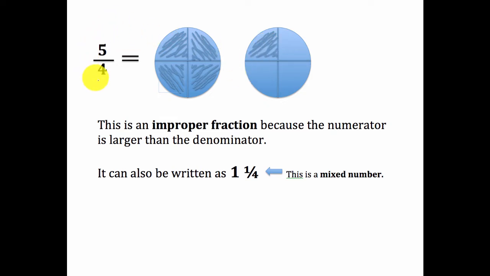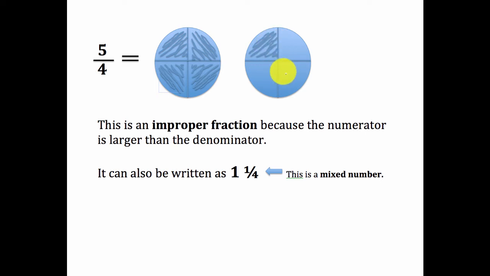And again, this is an improper fraction because the numerator is larger than the denominator. Once we draw it out, we can also write it as a mixed number. You see down here, it's called a mixed number because there's a whole number and a fraction combined together. So the one whole is seen here as one whole circle shaded in, and then the 1/4 is the second circle. I have 1/4 shaded in.